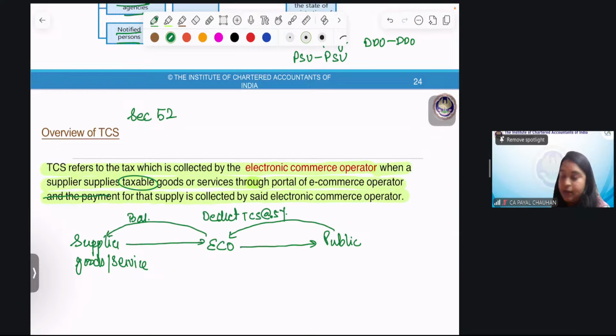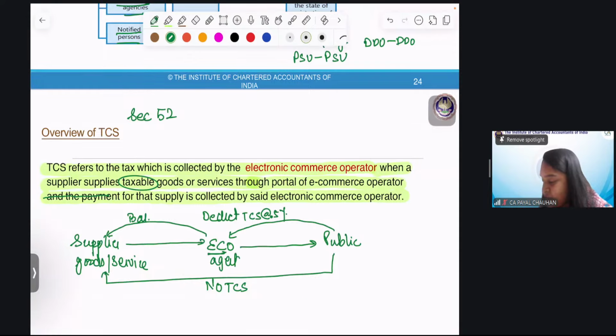But the question is, please understand, if the public makes a direct payment to the supplier, is our above equation completed in the last equation also? Think about it. The public made a direct payment to the supplier. So, is the payment being collected by the e-commerce operator? No. No TCS. Did you understand? No TCS.